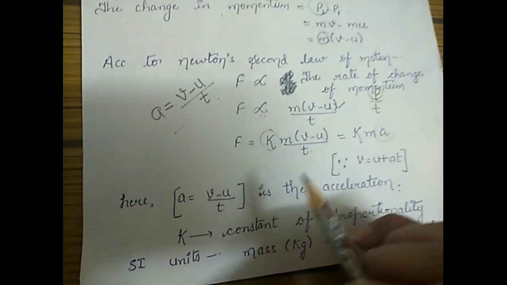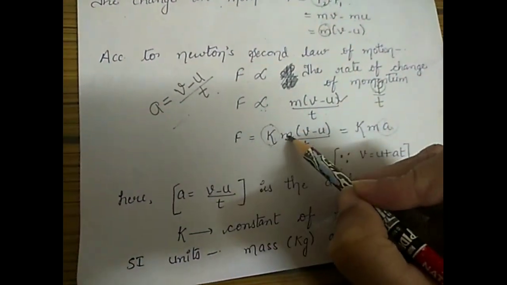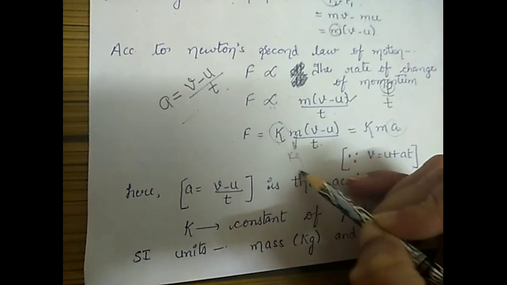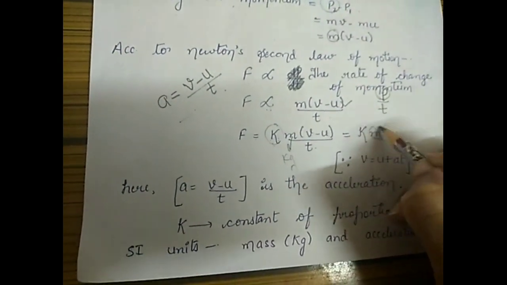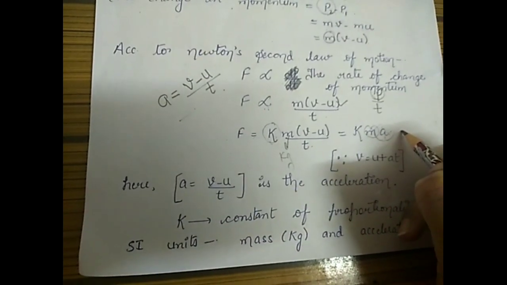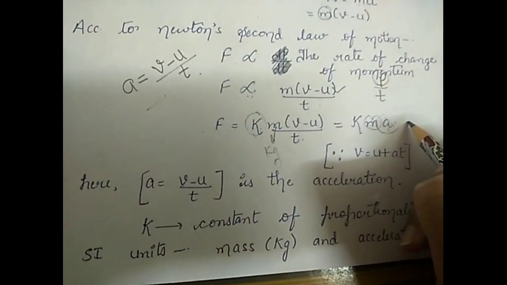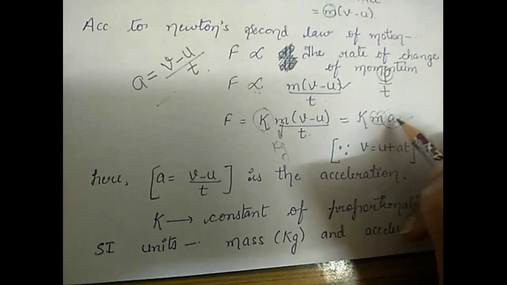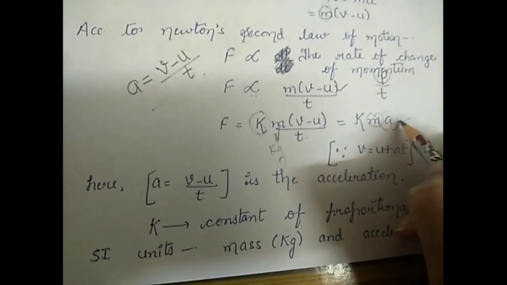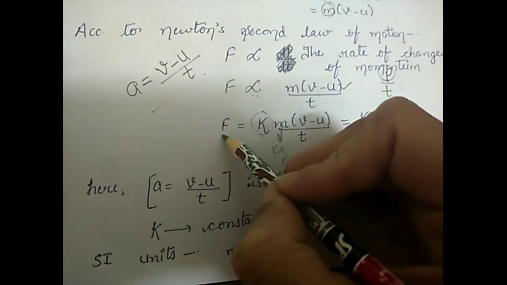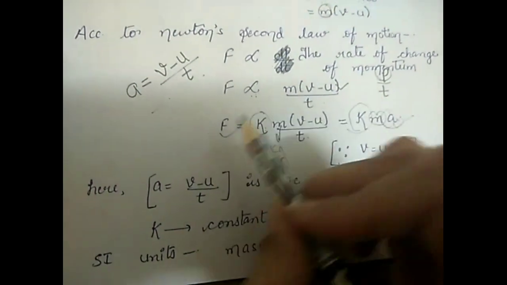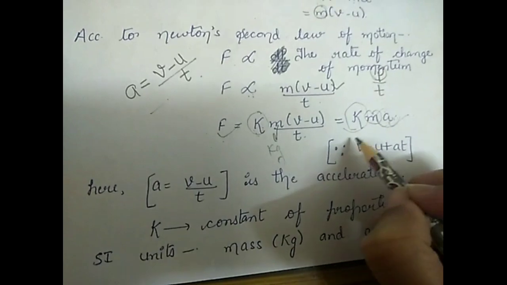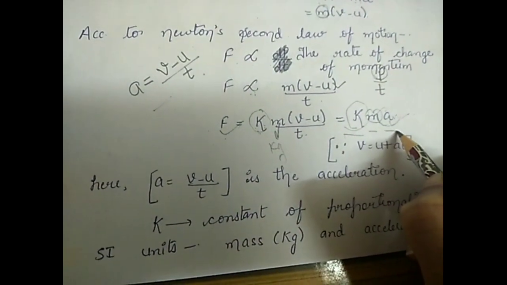Now what are the units? The unit of mass is kg. The unit of acceleration is meter per second square; the basic SI unit of acceleration is meter per second square. The unit of force will depend on the unit of k. How do we find the unit of force? By multiplying the units of these three quantities.